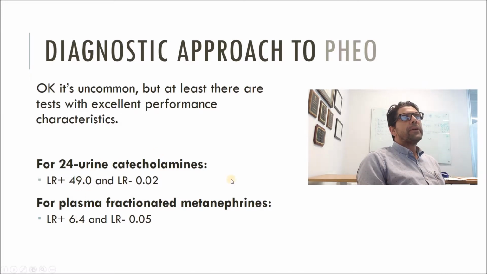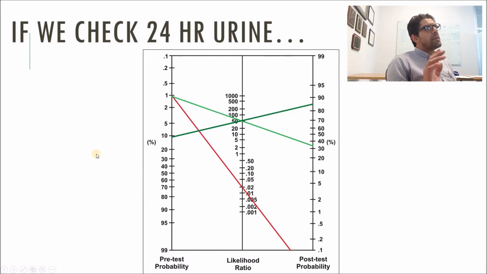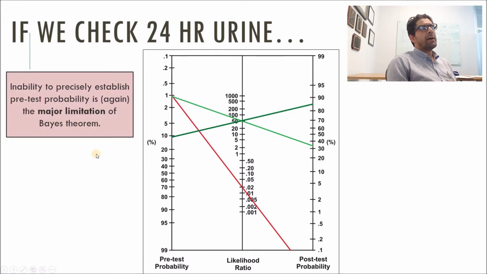So if I do 24-hour urine catecholamine testing, these likelihood ratios are off the roof, right? These are going to be pretty good tests. So even if I have a rare diagnosis, I can start to get a better sense of the probability. However, I still have an inability to precisely establish the pretest probability. Again, it's a major limitation of Bayes' theorem. So I don't know where to assign this guy's pretest probability.